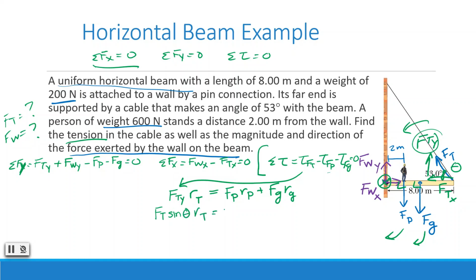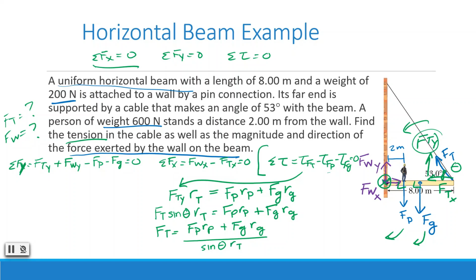Ft sine theta times RT is going to equal F for the person, R for the person, plus Fg, Rg. So Ft is going to be Fp times Rp plus Fg times Rg all over sine theta times RT. And we actually know all of those values.